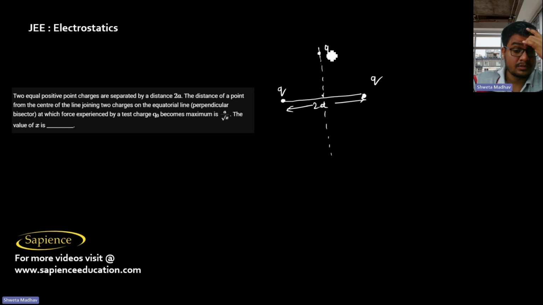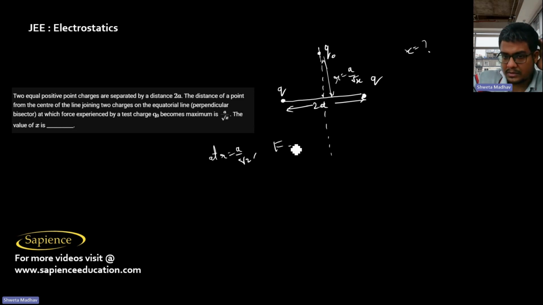So here the force experienced by this charge will be maximum. So this R is a by root x, but then the value of x is how much? At R equal to a by root x, it is told that the net force is maximum. Then R should be how much? a by root x.